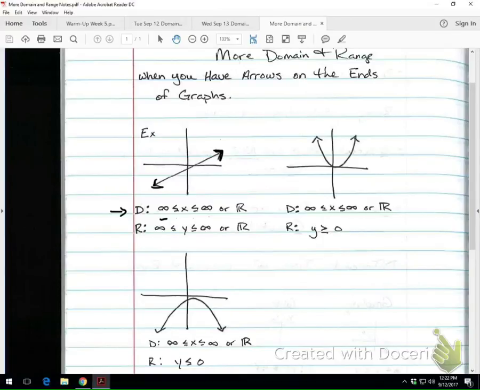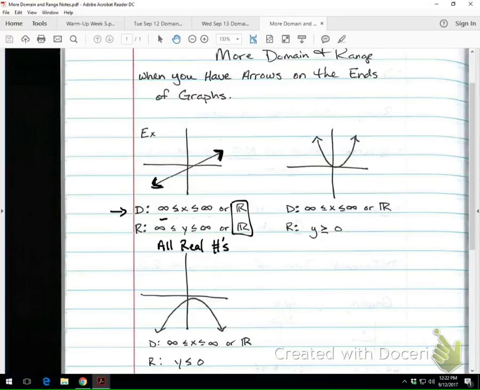So anytime you have a straight line with arrows, it is automatically this right here, no matter what: negative infinity less than or equal to x less than or equal to infinity, and then the same thing with your y, which really means for both of them, all real numbers. And that's what those R's stand for, all real numbers.